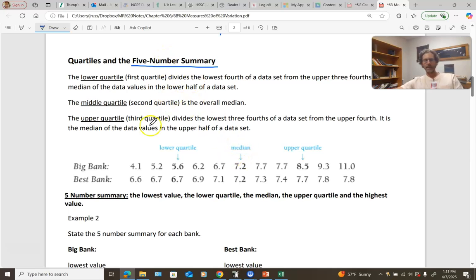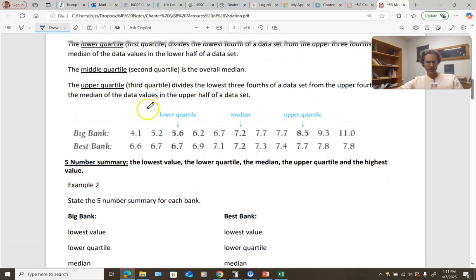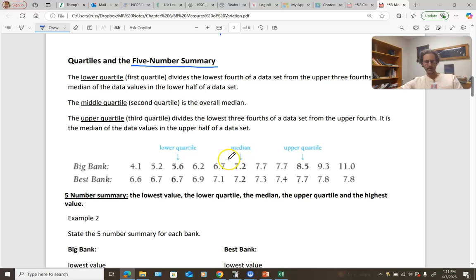Okay. And by the way, we're going to be using the same data for the wait times from Big Bank as well as Best Bank here. Okay, so we've got these 2 data sets right here for us to reference. All right, so the first thing, is this listed? No, it's not actually listed.